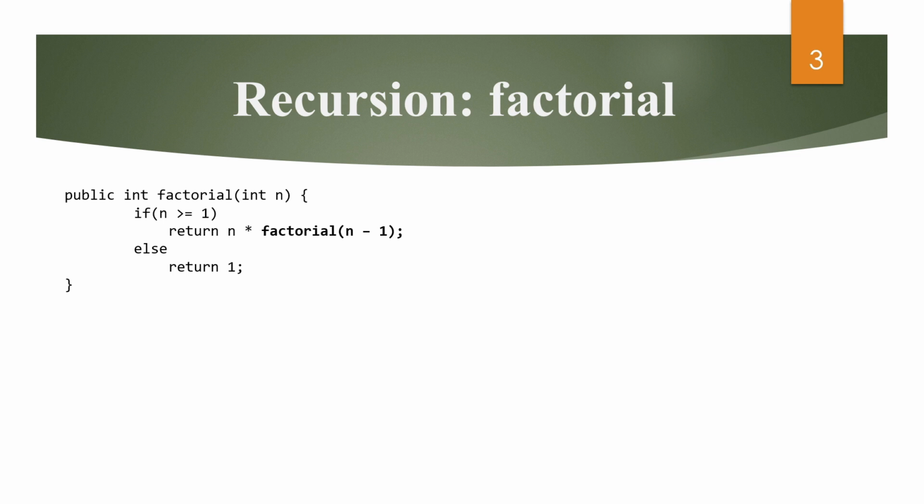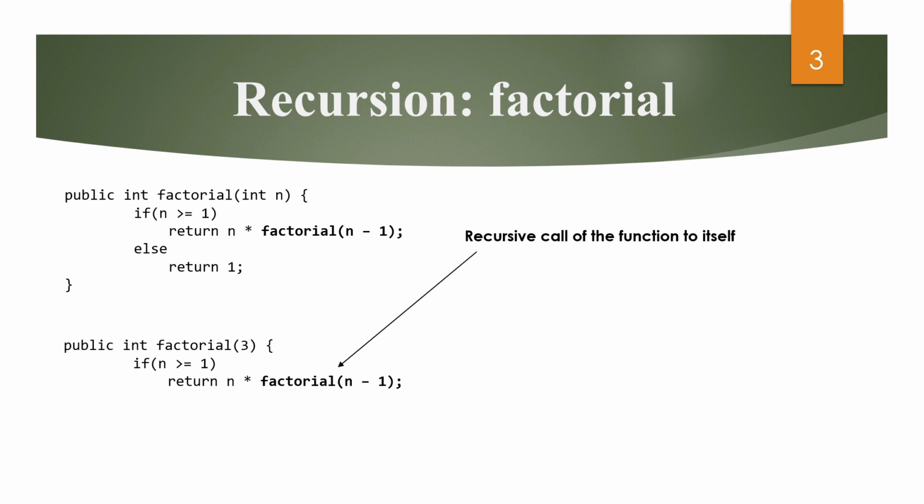Now let's see what happens with the actual value of n and analyze the workflow. So if we have the value 3 passed as a parameter, we see the if check, so n is more or equal to 1 because now n is 3, and we enter this statement. We see that there is a method call. Now we are calling the factorial method from inside the method. So this is called a recursive call of the function to itself. Recursive means that the function is calling itself from inside.